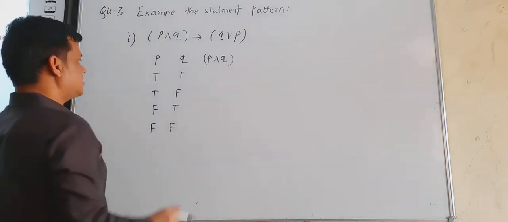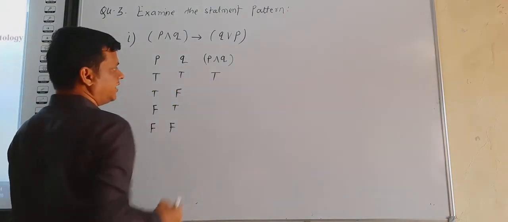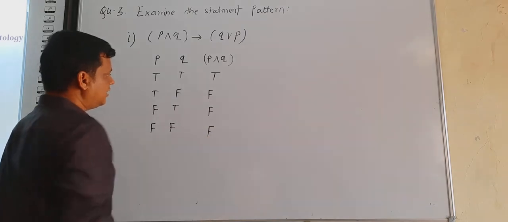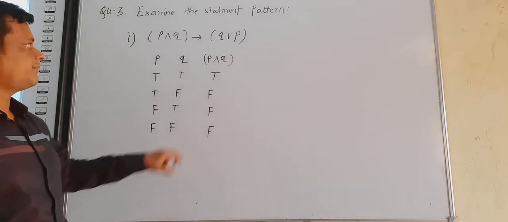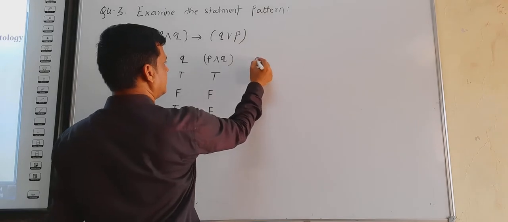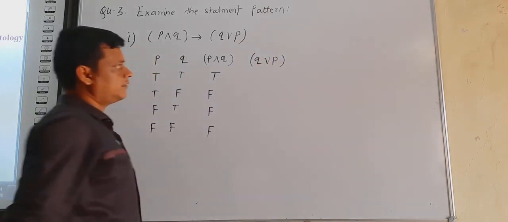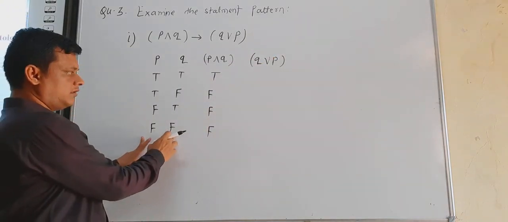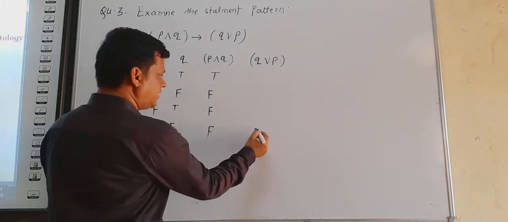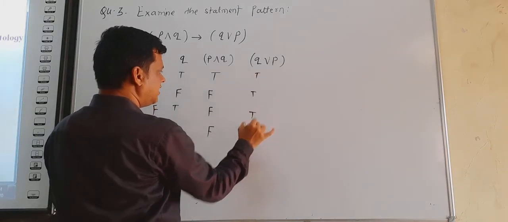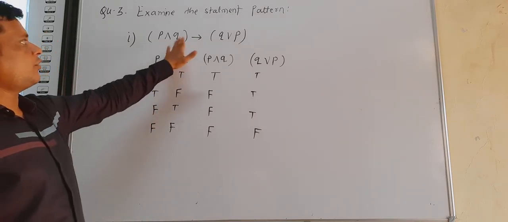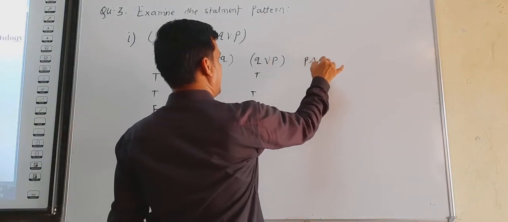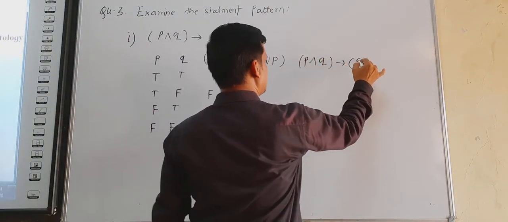So for conjunction, if both the statements are true, then its result is true. If both statements are not true, then the result for the last 3 entries is F, F, F. Now for Q or P, that is for disjunction, if both the statements are false, then its result is false, otherwise true. Therefore first 3 entries are true. Now we have to take implication for these 2 statements. P and Q implies Q or P.